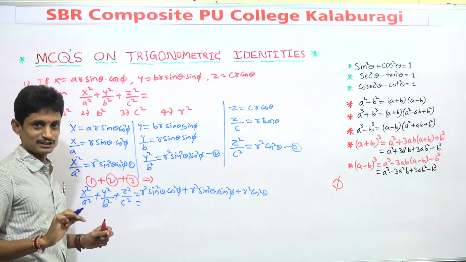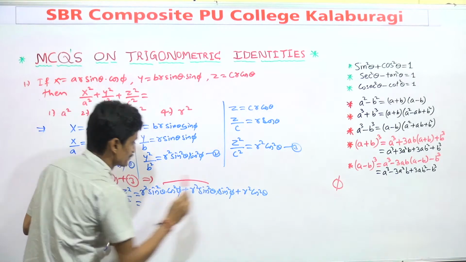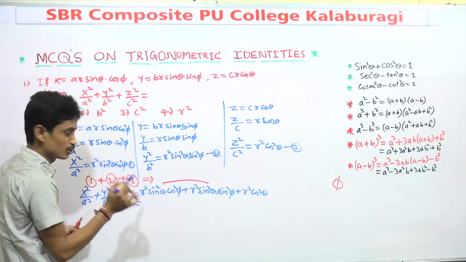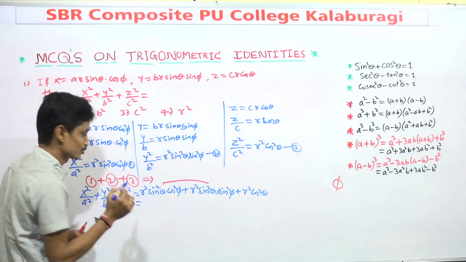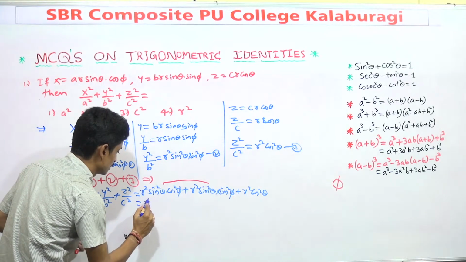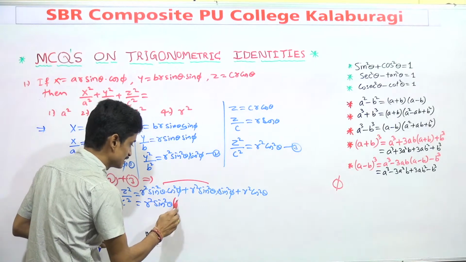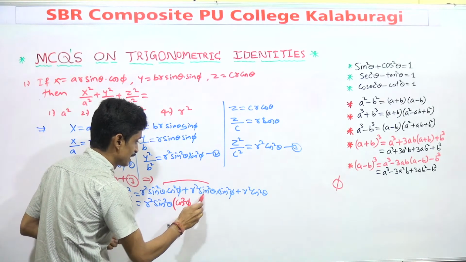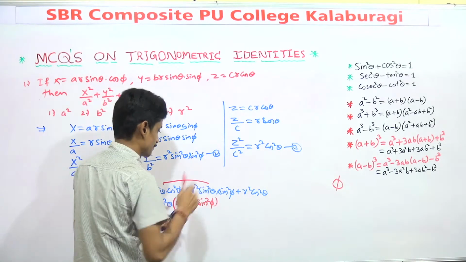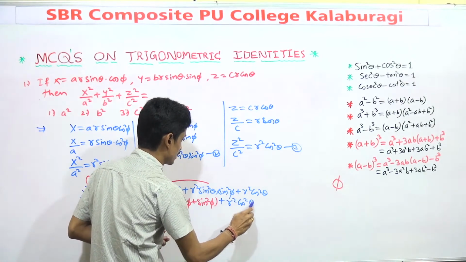Everywhere r square is available to take common. Better you have to focus on these two. In these two, what will get common? One is r square sin square theta. So I will take common r square sin square theta. What remains here? That is cos square phi. Here remains sin square phi. Plus here what remains? R square cos square theta.